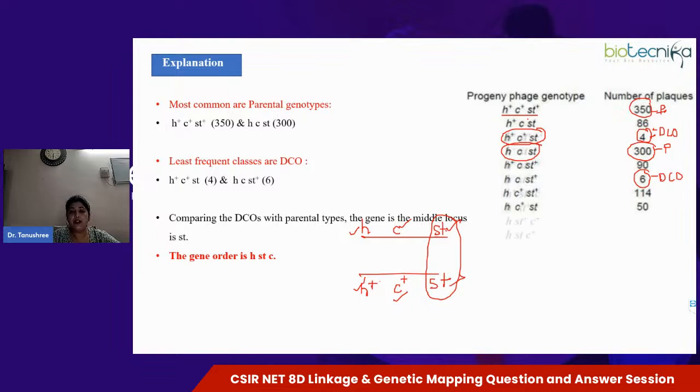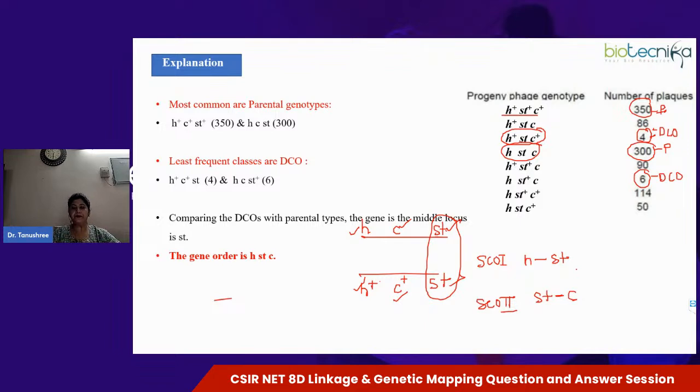So the next step is you have to rearrange, rewrite, okay? Otherwise you will make a blunder. You won't be able to find out the single crossover events, right? So according to the correct gene order, the single crossover event is the crossing over between H and ST, right? And the second crossover will be as the distance between ST and C, right?